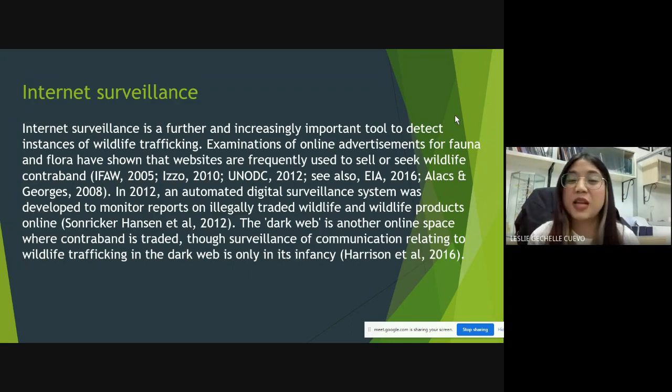Examinations of online advertisements of flora and fauna have shown that websites are frequently used to sell or seek wildlife contraband. In 2012, an automated digital surveillance system was developed to monitor reports on illegally traded wildlife and wildlife products online. The dark web, or yung black market nga, the dark web is the black market online. It is another online space where contraband is traded. Though surveillance of communication relating to wildlife trafficking in the dark web is only in its infancy. Baby pa siya.